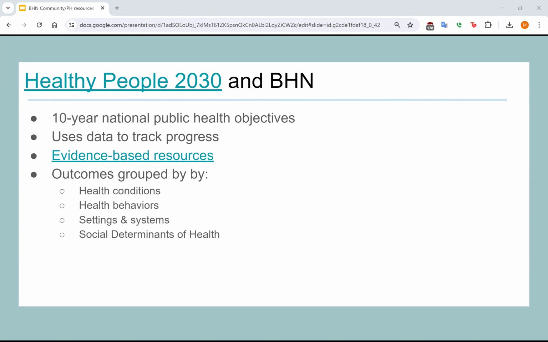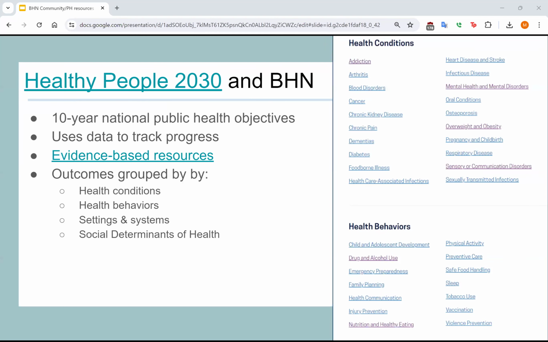They also have evidence-based resources, things like tools and successful programs related to their objectives. They're grouped based off of health conditions, health behaviors, settings and systems, and the social determinants. So I'm going to try to make this graphic pull up. You can see I've highlighted the ones that I thought were related to behavioral health. Under health conditions, they have addiction, and mental health and mental disorders. I was just curious about overweight and obesity, but they don't have underweight or anything. Under health behaviors, they have drug and alcohol use, and nutrition and healthy eating. So there are a lot of different objectives with a lot of different topics.